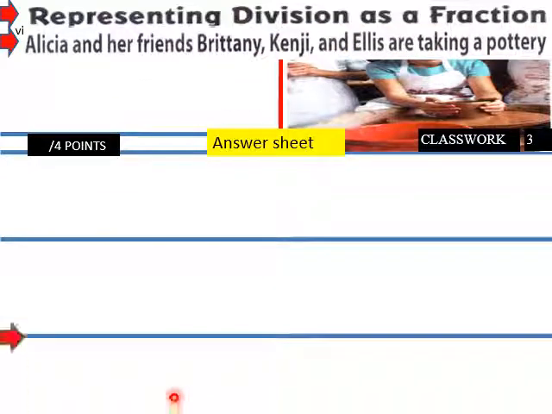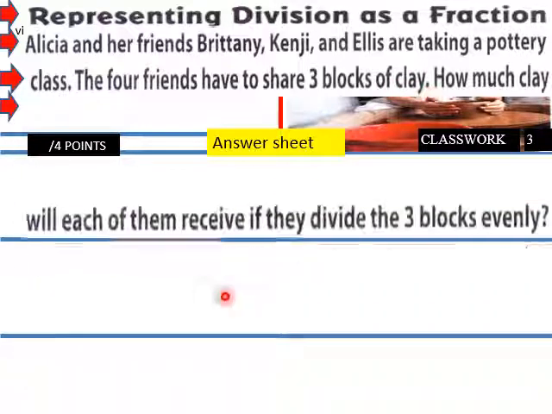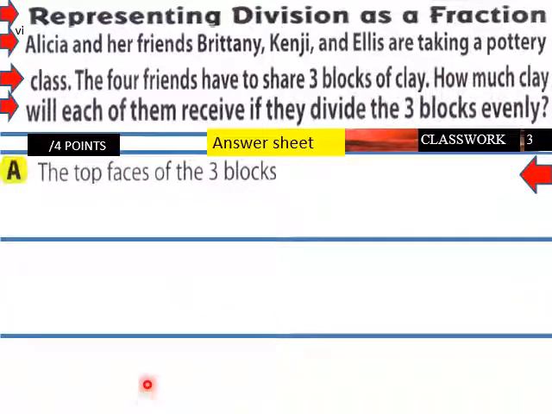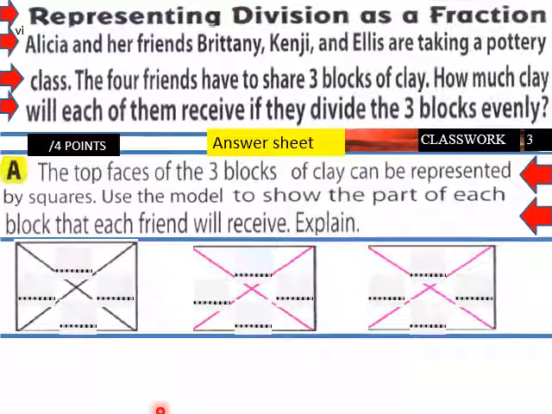Alicia and her friends, Brittany, Kenji, and Ellis are taking a pottery class. The 4 friends have to share 3 blocks of clay. How much clay will each of them receive if they divide the 3 blocks evenly? The top faces of the 3 blocks of clay can be represented by squares. Use the model to show the part of each block that each friend will receive. Explain. So this is a word and kind of a metacognitive kind of a question here.